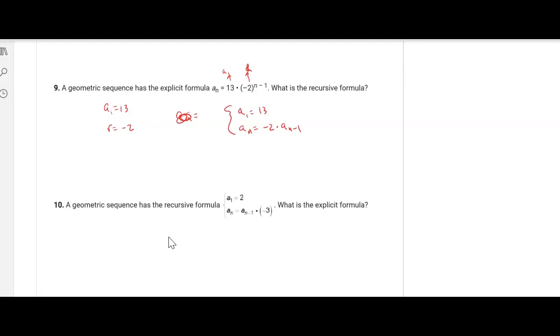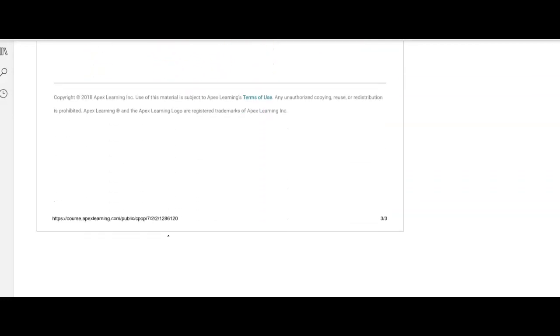But then if you're given the recursive rule, how do we write the explicit? Well, we know our first term is 2, and from the recursive formula, this is my common ratio. Therefore, I could say a sub n is equal to my first term times my common ratio, negative 3, to the n minus 1. And I'm done. All right. Go ahead, try the quiz, and send me your score.